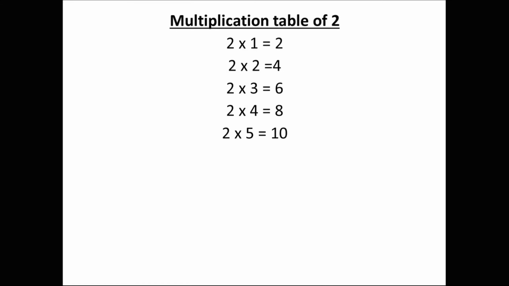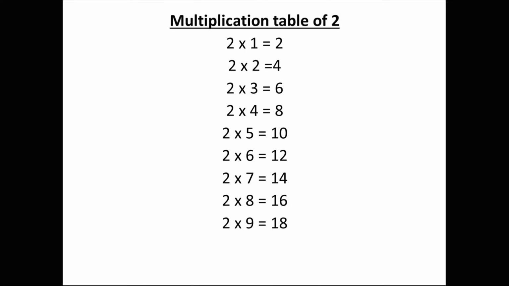Multiplication table of 2. 2 ones are 2. 2 twos are 4. 2 threes are 6. 2 fours are 8. 2 fives are 10. 2 six are 12. 2 sevens are 14. 2 eights are 16. 2 nines are 18. 2 tens are 20.